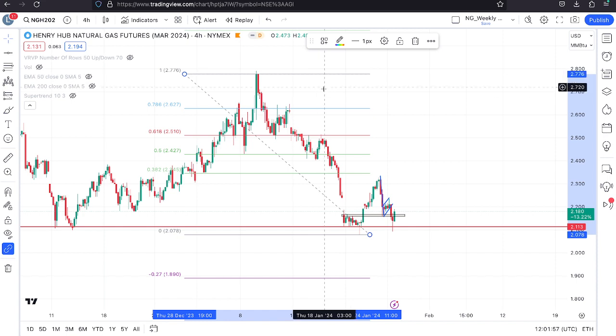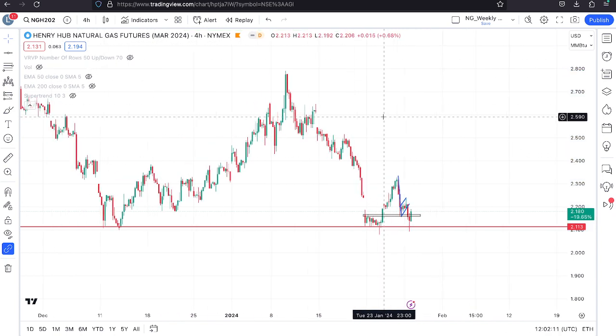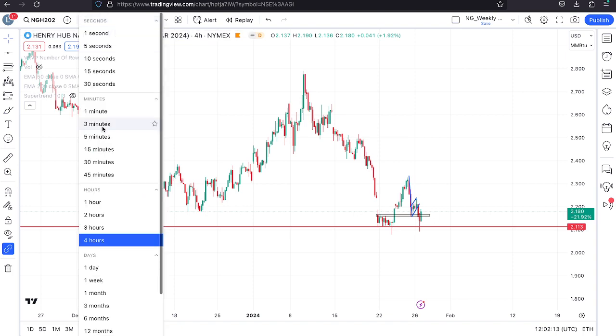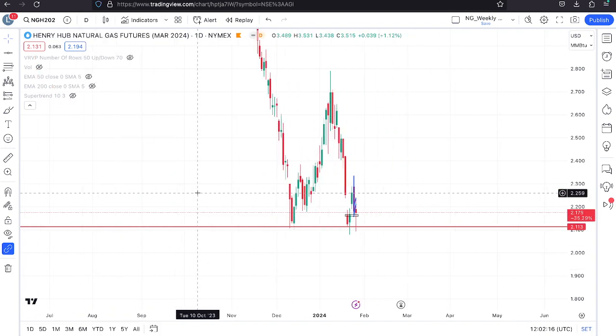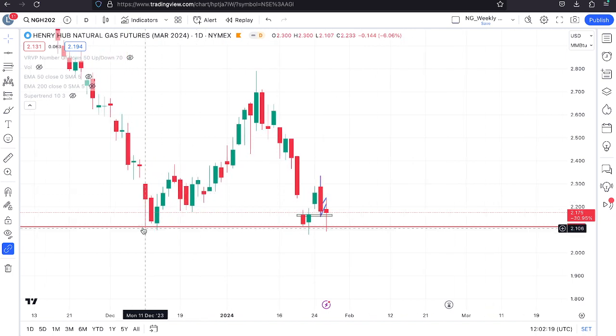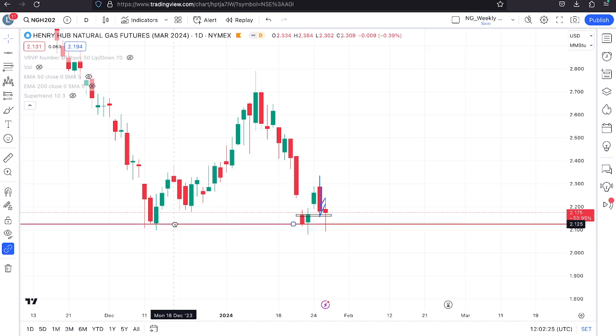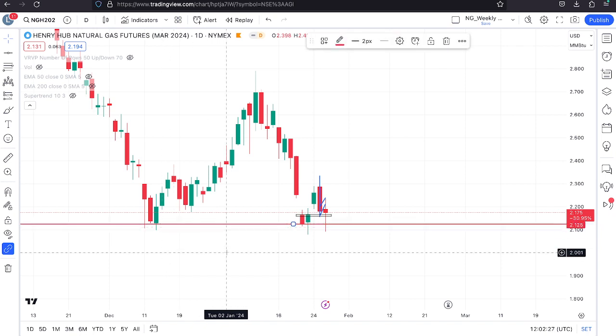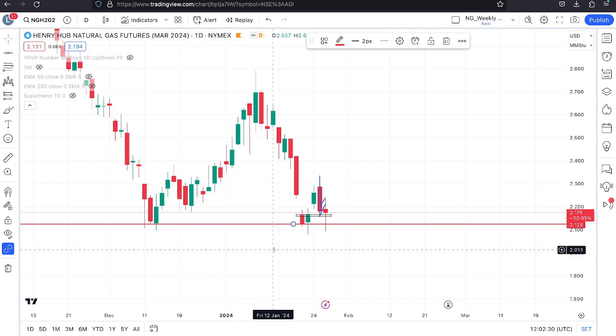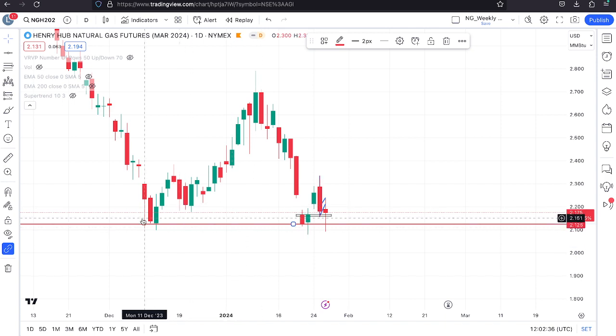But let's see. First we need to negate this bearish flag and the double top here, and then we can start looking at the higher prices. So that's the 4-hour. Let's go and see what's happening on the daily. Daily is, again, look at that, a beautiful support. I'm just going to push this line towards the body of the candle. So this is the actual zone where the bulls are active, 2.125. Below this zone, they are literally not letting the bears take control.